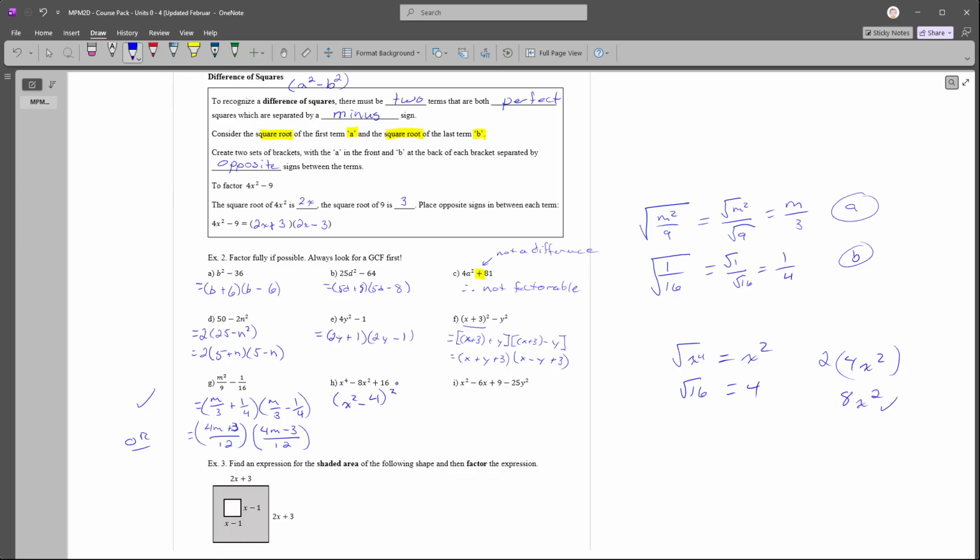Now, are we done? Well, let's find that out. If we put that square through both pieces, what we end up with is this.